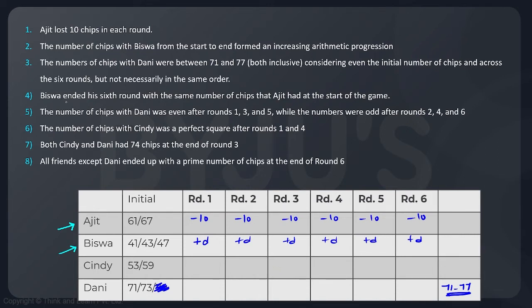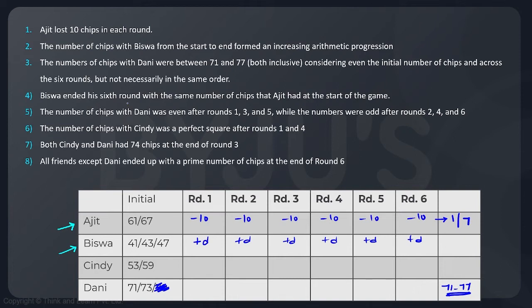Next, Biswa ended his 6th round with the same number of chips that Ajit had at the start of the game. Now there is an important point. Ajit lost 10 chips here, 10 here, 10 here. So basically Ajit lost a total of 60 chips. So can I say finally he would be having either 1 chip or 7 chips? Because initially 61 or 67 were there. 60 are lost. 61 minus 60 is 1, or 67 minus 60 is 7.